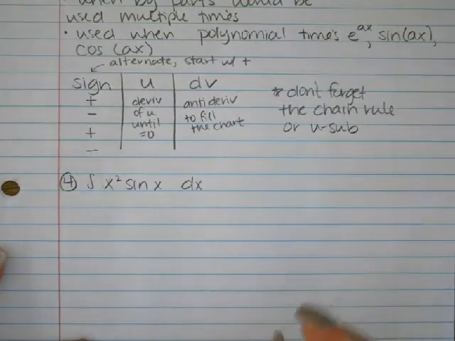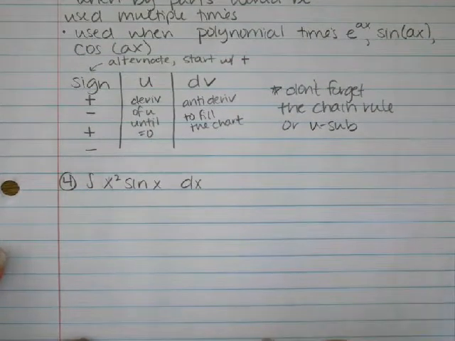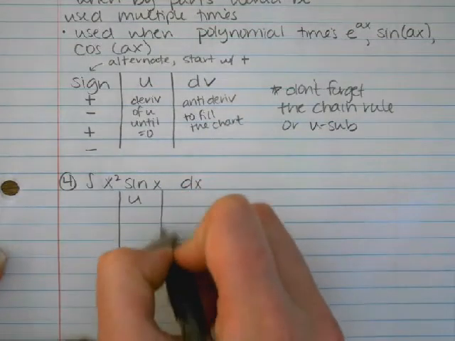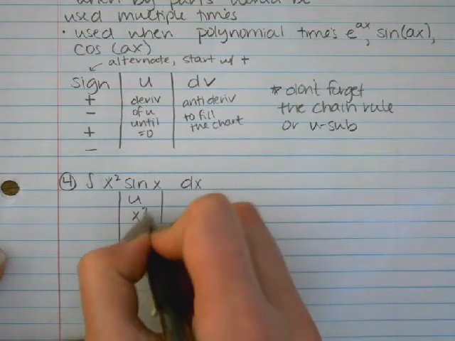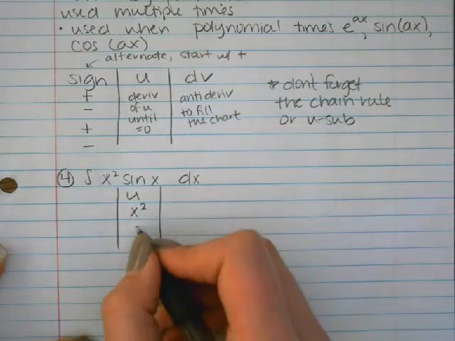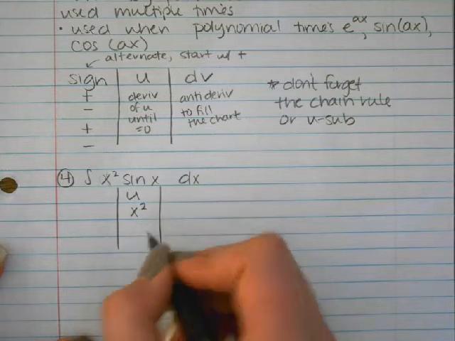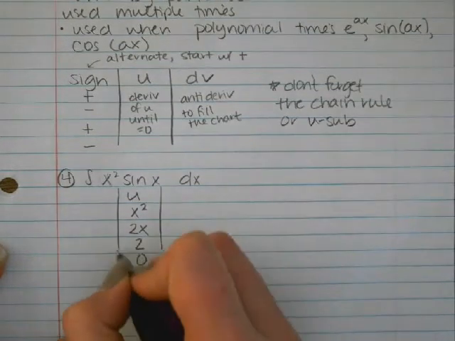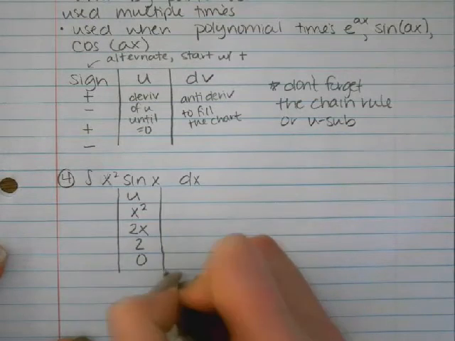So we're going to go ahead and redo that problem and show how much easier it could be if you use the table. So I'm going to start off with the u column. I'm going to say that u is x squared. What's my first derivative of that? 2x. What's my second derivative? 2. What's my third derivative? 0. So that tells me that's how big my table's going to need to be.